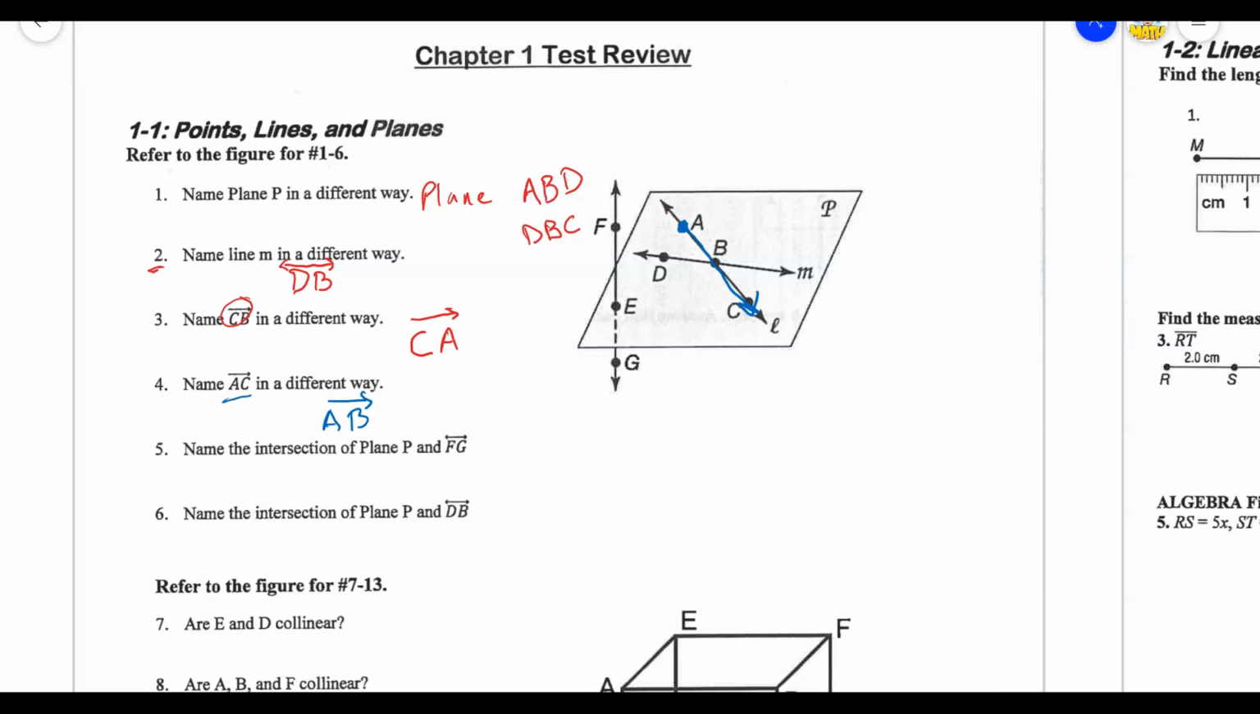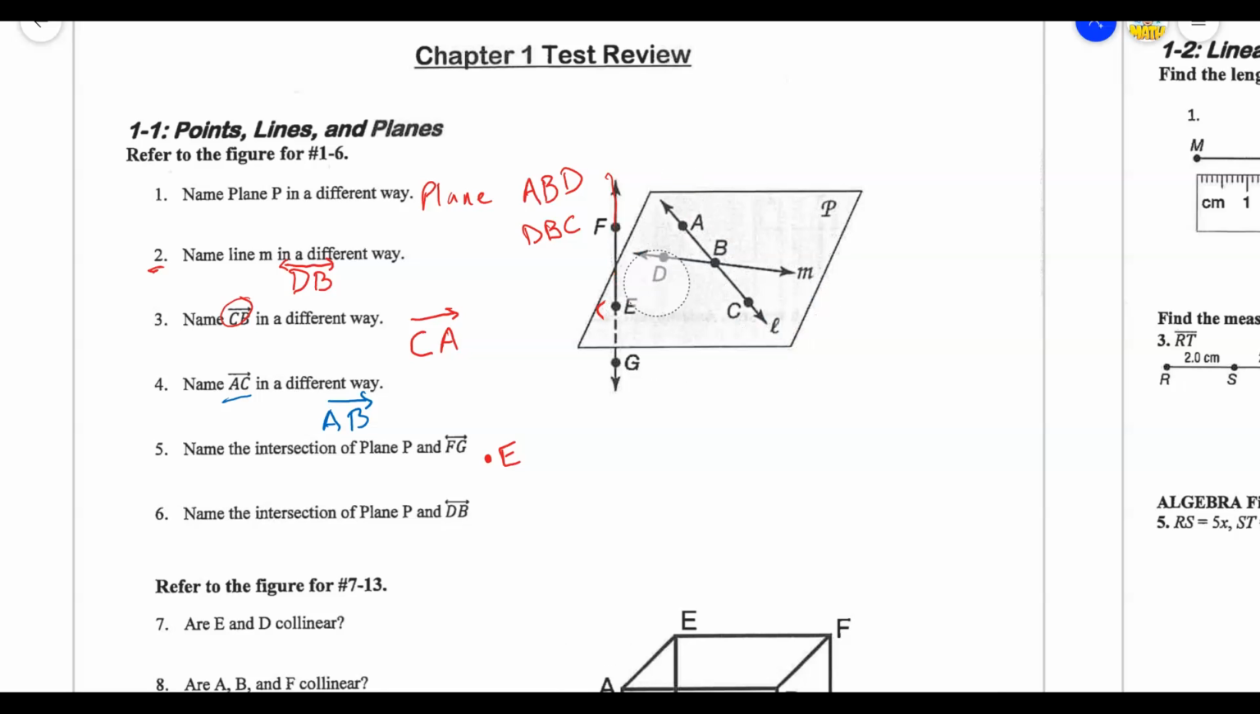Name the intersection of plane P and line FG. Plane P is this whole plane here, and FG is this line shooting up vertically. Where do they intersect? They intersect at point E.